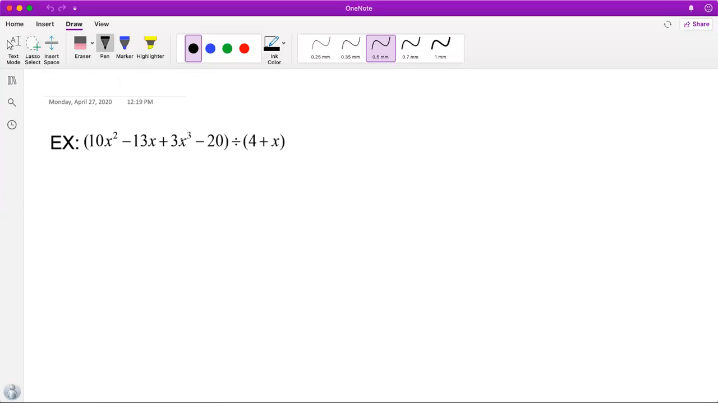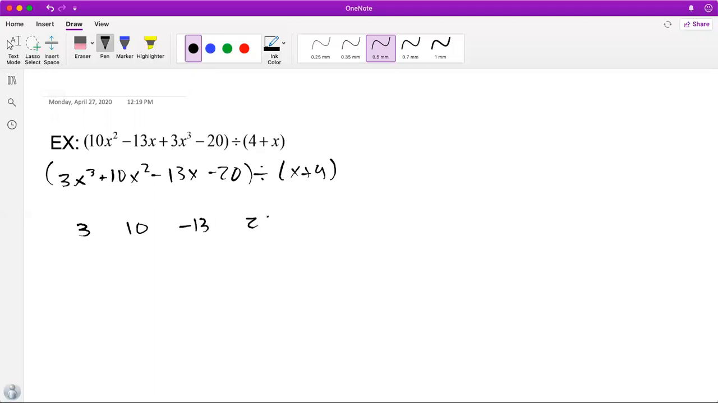Like here, this is not in descending order, and this is x plus 4 written as 4 plus x, but this is the same exact thing as x plus 4. So you might want to just rewrite this in descending powers of x. And remember, this is really x plus 4, right? It doesn't matter which order those things are in. So now I'm going to rewrite this. I'm going to do one more thing at the end of this one. -4 goes here because it's plus 4 over there. Now I bring 3 down, times -4 is -12. Add, I get -2. Multiply, I get 8.